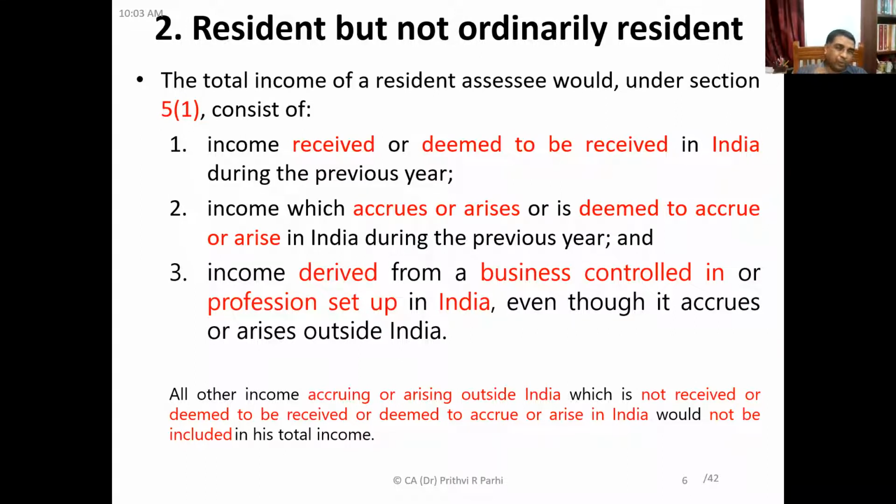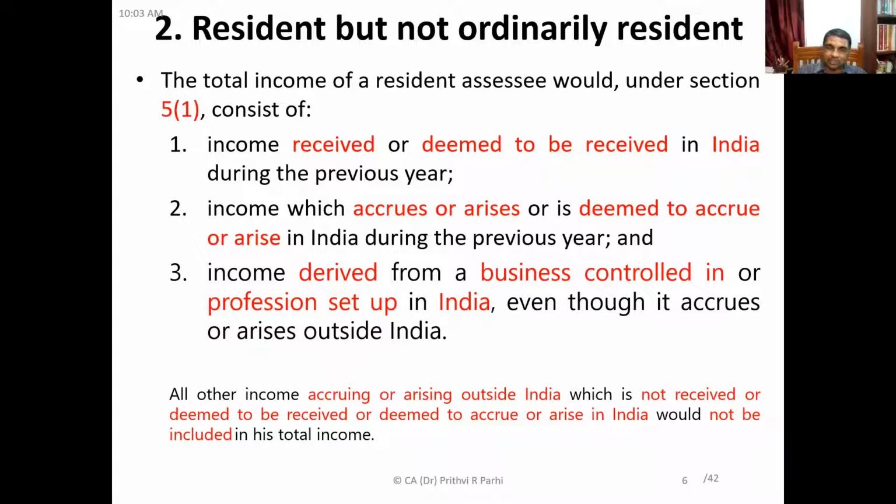All other income accruing or arising outside, which is not received. If it is received in India, it is always taxable. But income which is accruing or arising outside India, which is not received or deemed to be received, or deemed to accrue or deemed to arise in India, would not be included in the total income of a person who is a resident but not ordinarily resident. Other income means we are talking about the income from a business which is not controlled in India, or from a profession which is not set up in India.